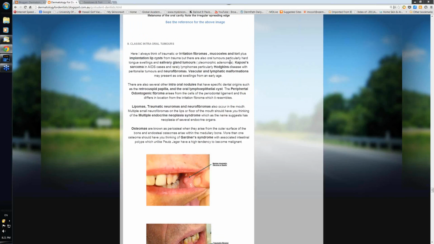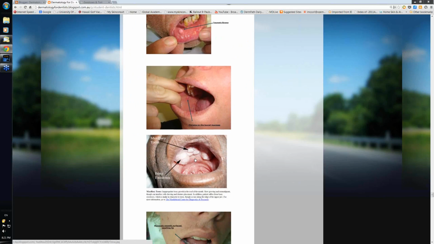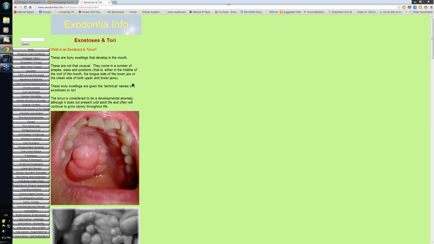And then the third lesion that we commonly see are tori, and these are bony thickenings of the hard palate, sometimes also of the mandible. And I'm not sure really what the difference is between a bony exostosis and a torus. I might just flick at this point into exodontia, where they really have some nice images here of these lesions.